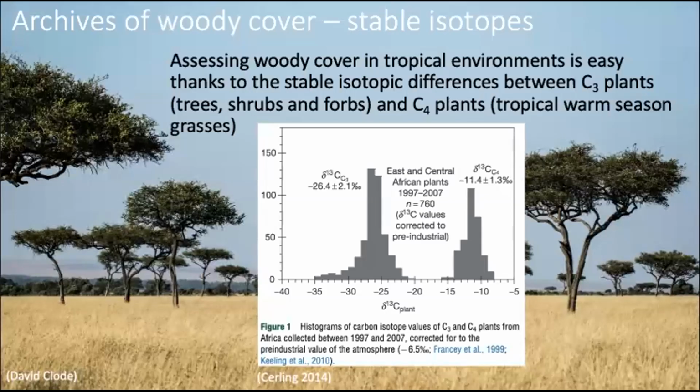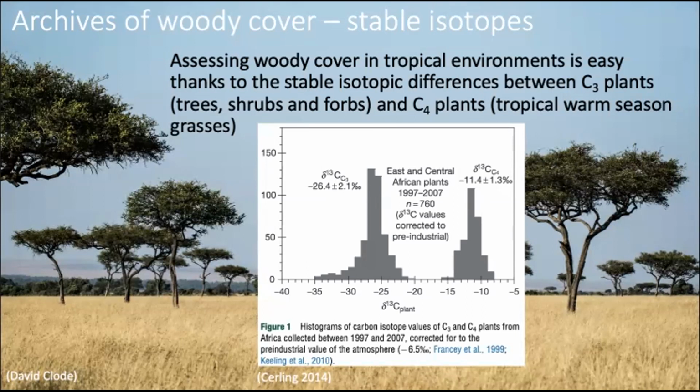So my work is based predominantly on stable isotope geochemistry, and particularly the light isotopes. And this is really great for looking at woody cover because we're taking advantage of the fact that the carbon isotopic composition, so the ratio of heavy to light isotopes in various kinds of materials, is really different between C3 plants, trees, shrubs, and forbs, versus C4 plants, which are the tropical warm season grasses.